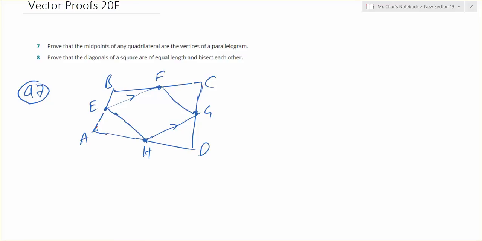This is for Year 11 Specialist. We're going to look at vector proofs in exercise 20E. In particular, we're going to look at question 7 and question 8. So we'll do question 7 first.